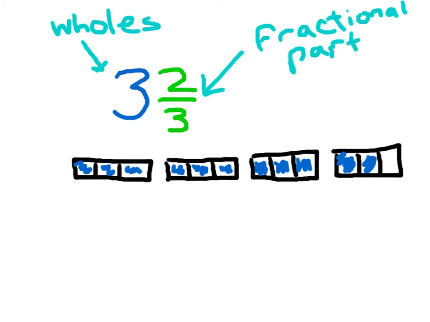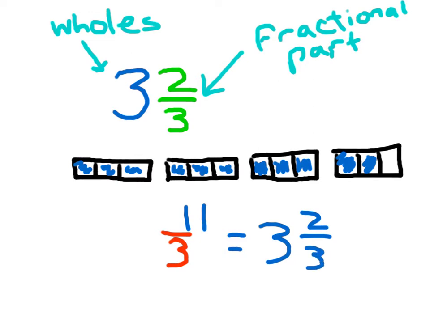We'll notice as we have the model up that we are talking about thirds, and we could write an improper fraction for this mixed number. In other words, we could describe this mixed number as thirds. And how many thirds are in this mixed number? Each of the wholes is worth 3/3. So we've got 3/3, 6/3, 9/3, 10/3, and 11/3. I'll go ahead and write that in. So 3 and 2/3 does equal 11/3.